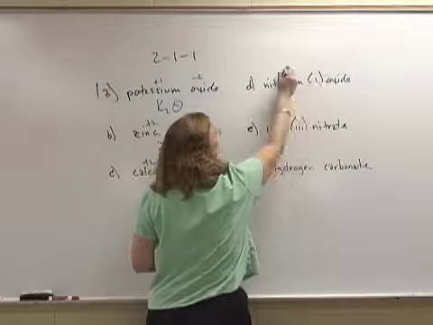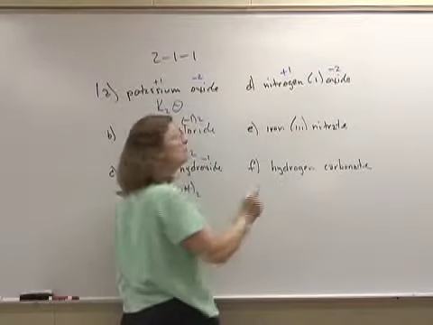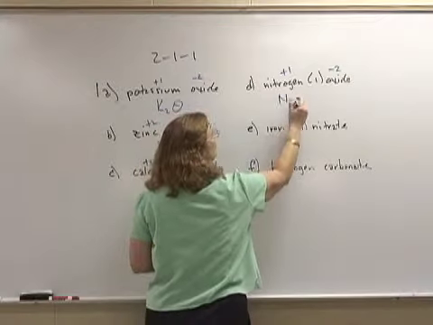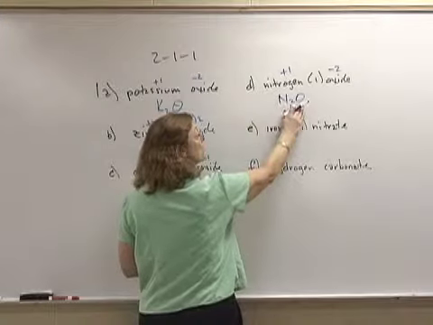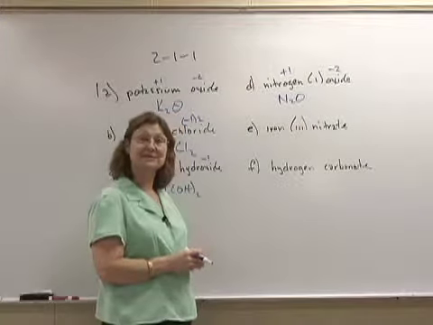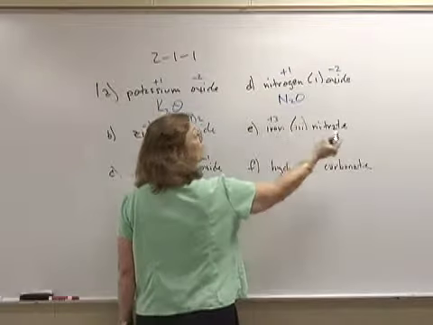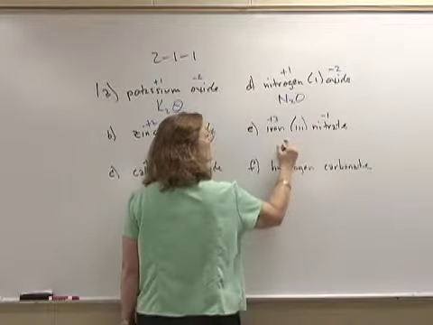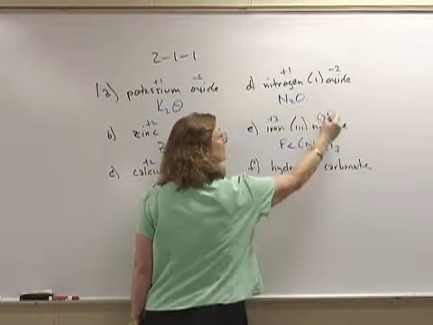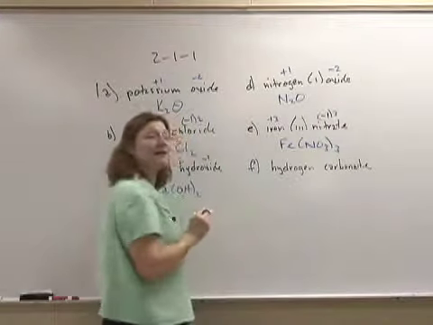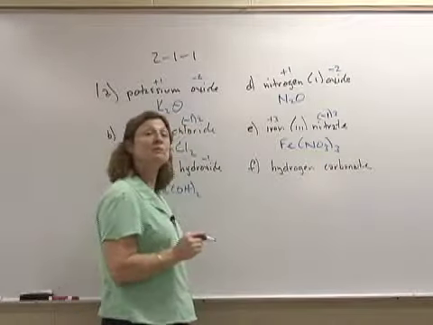Nitrogen, this Roman numeral is telling me that nitrogen has a +1 charge and oxygen is -2. Therefore, this formula is written in this way, and it is a nonmetal with oxygen, and that would make it an acid anhydride. Iron is +3, nitrate is -1. Therefore, I must have 3 nitrates in order to get my compound to 0. And this is a metal with a polyatomic ion, which makes it a salt.